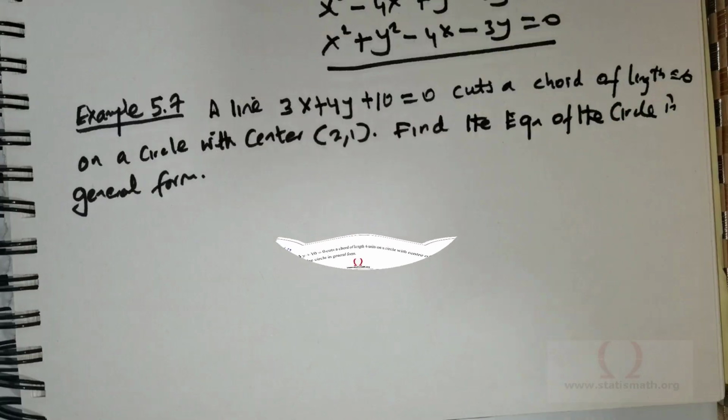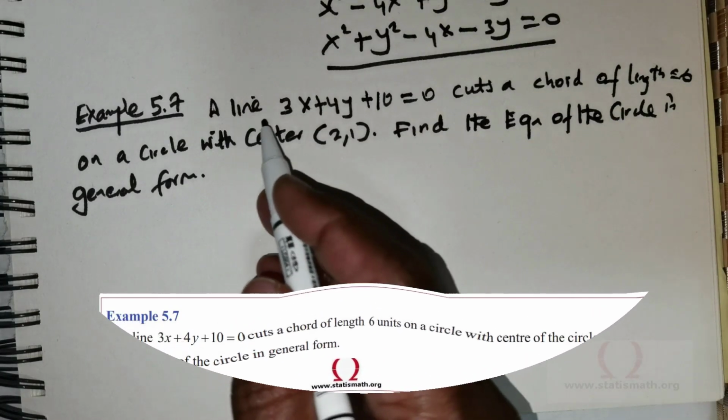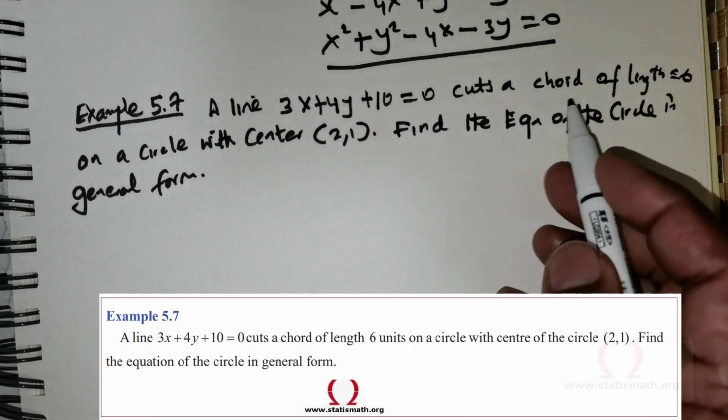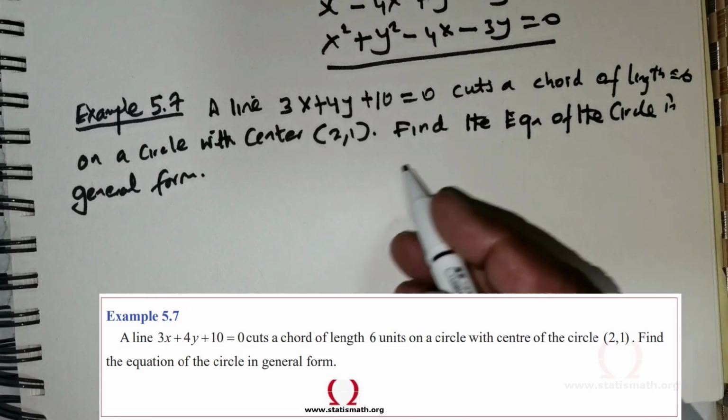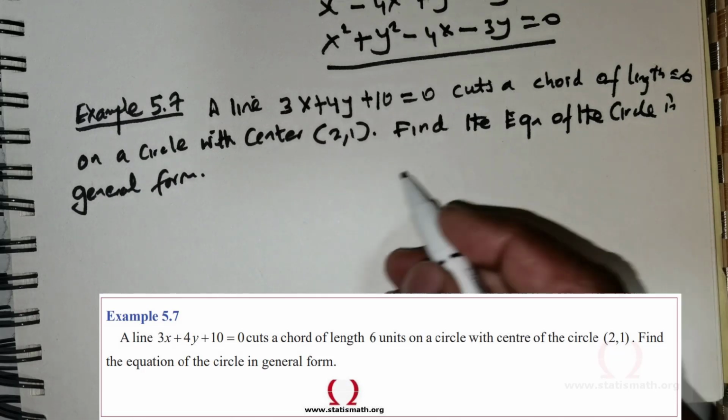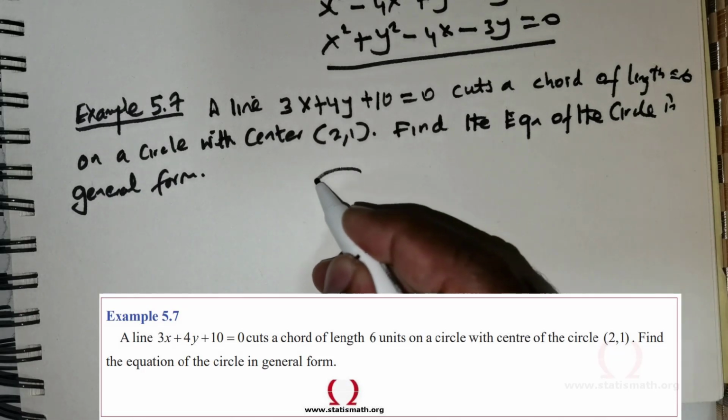Students, we are given this question: the line 3x + 4y + 10 = 0 cuts a chord of length 6 units on a circle with center (2, 1). Find the equation of the circle. So let us draw the figure.